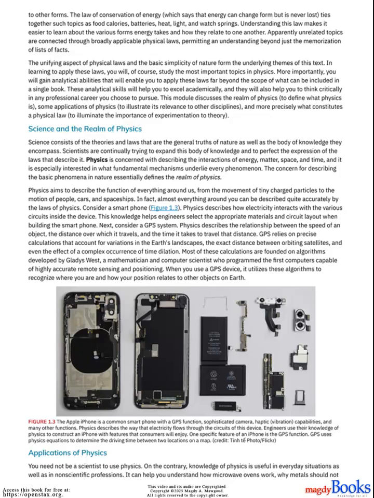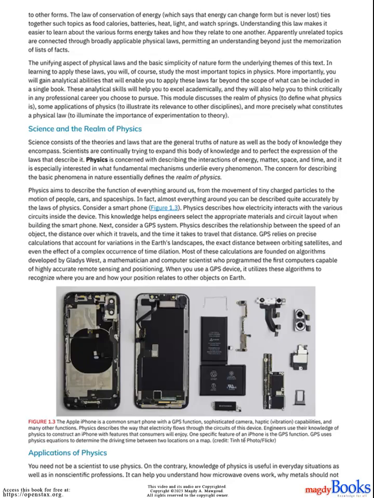Next, consider a GPS system. Physics describes the relationship between the speed of an object, the distance over which it travels, and the time it takes to travel that distance. GPS relies on precise calculations that account for variations in the Earth's landscapes, the exact distance between orbiting satellites, and even the effect of a complex occurrence of time dilation. Most of these calculations are founded on algorithms developed by Gladys West, a mathematician and computer scientist who programmed the first computers capable of highly accurate remote sensing and positioning. When you use a GPS device, it utilizes these algorithms to recognize where you are and how your position relates to other objects on Earth.